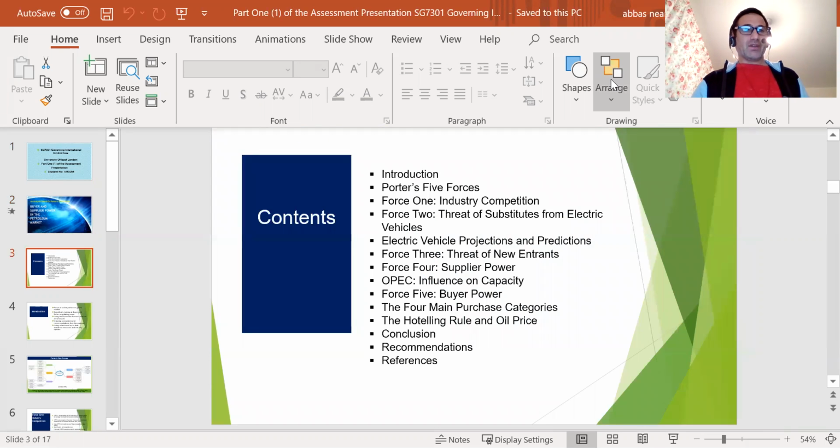Slide 3, contents. The presentation will be structured as shown here. It is the list of contents.